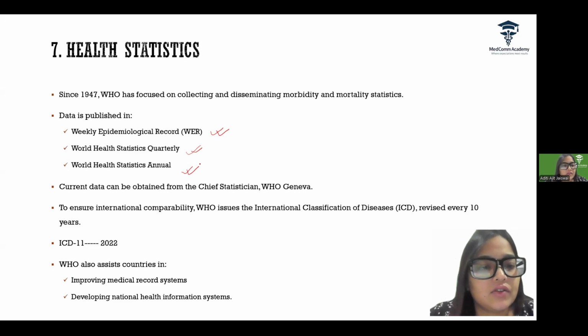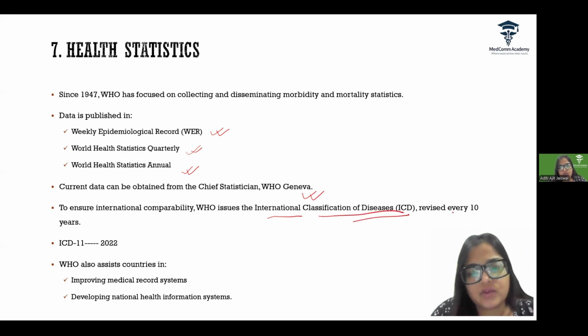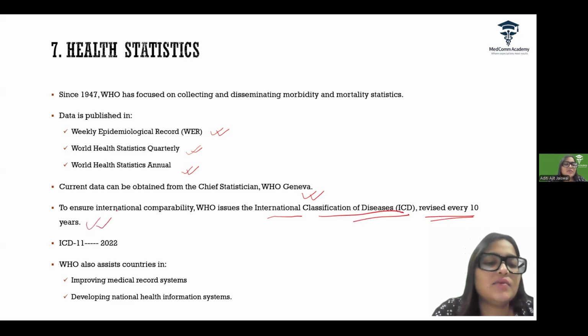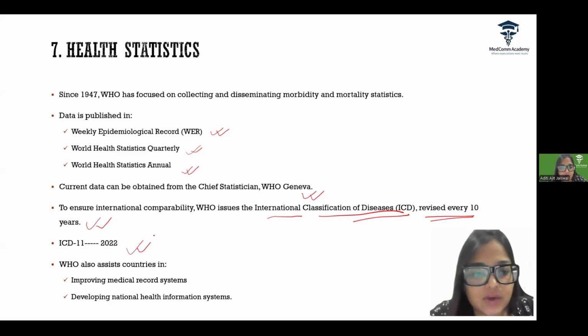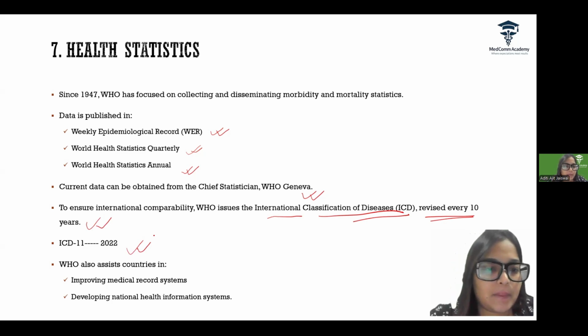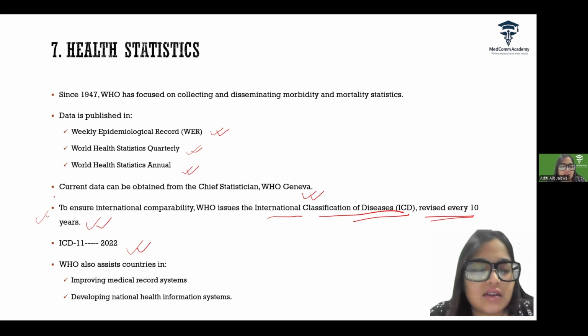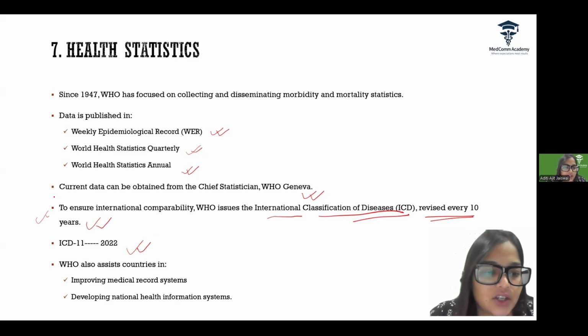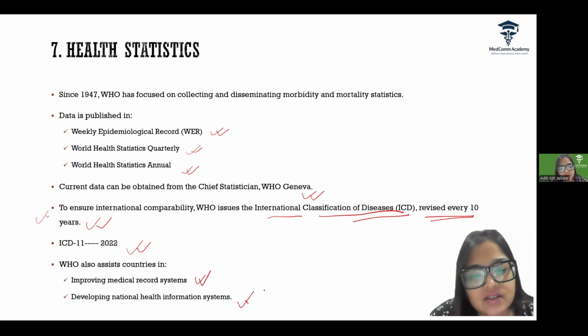Okay. The current data can be obtained from the chief statistician at WHO Geneva, which is the headquarters. To ensure international comparability, WHO issues the ICD, which is revised every 10 years. The latest, ICD 11, was published in 2022. This is how health statistics are maintained and uniformity across all nations is ensured. WHO also assists in improving medical record systems and developing national health information systems. If any country needs aid in the form of technology or money, they assist in that. So this is health statistics.